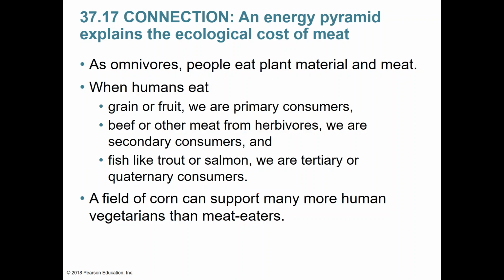So we've talked about herbivores and we've talked about carnivores, things that eat other animals, but we are what we refer to as, most people are omnivores. So people eat both plant material and animal material and meat. So the way we eat determines what kind of consumers we are. So if we're eating plant material like grains and fruit, we're considered primary producers. But as we eat beef and other meat from herbivores, we're secondary consumers.